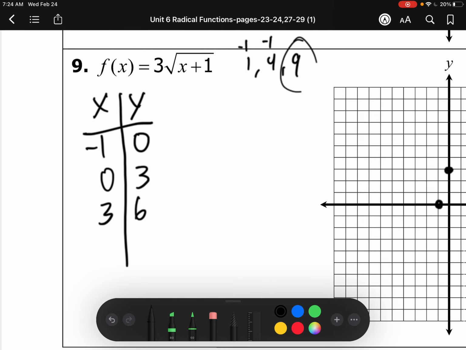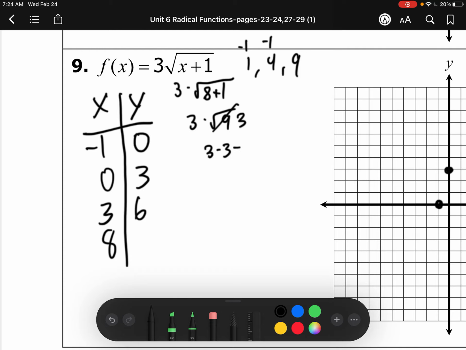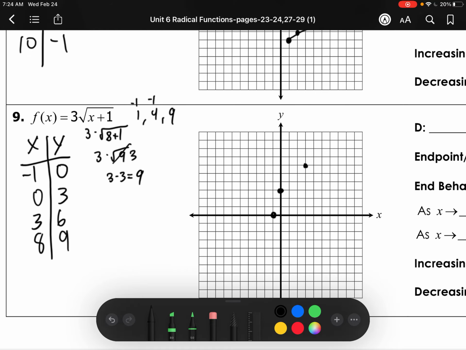Next, the next perfect square is 9. So you want to pick 1 before it, right? So this becomes 3 times the square root of 8 plus 1, right? So we're plugging 8 in this time. This becomes 3 times the square root of 9. Square root of 9 is 3. 3 times 3 is equal to 9, right? So then your point would be at 8, 9. So that point is right here.